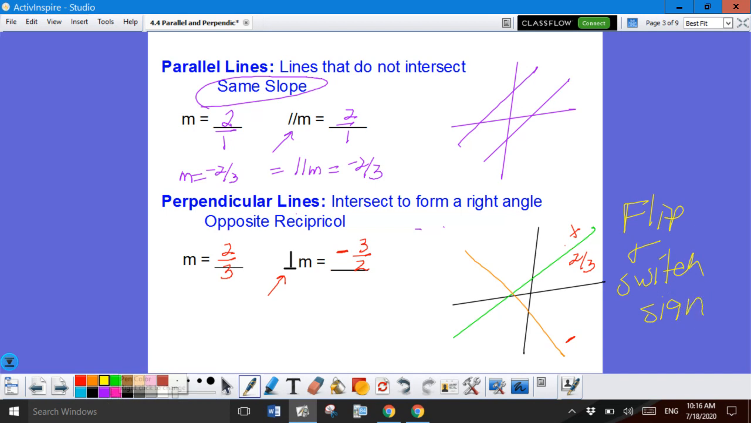So we're actually going to flip and switch the sign, and that is called an opposite reciprocal. So if I gave you a slope of negative 5, then remember that's over 1. The perpendicular slope would be a positive 1/5 because they have to flip and change signs. Okay, so parallel is the same. Perpendicular is flip and switch. So make sure that you have those examples written down and those definitions.